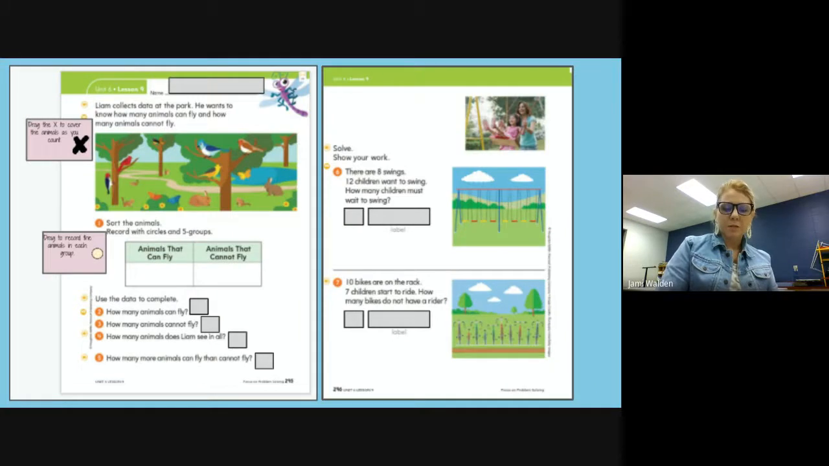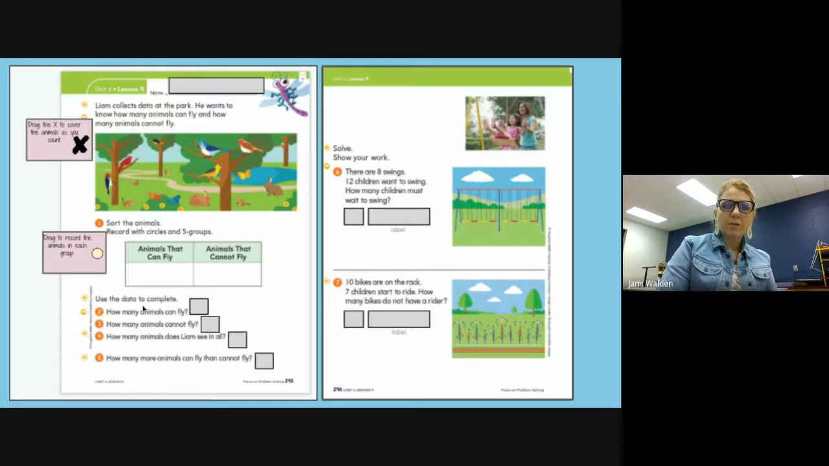Here's what you will do today to practice. For the first activity, it sounds very familiar to what we just did. Liam collects data at the park. He wants to know how many animals can fly and how many animals cannot fly. So a different setting, but the same problem that we had with Jacob in the farm. I've given you some X's to drag over.